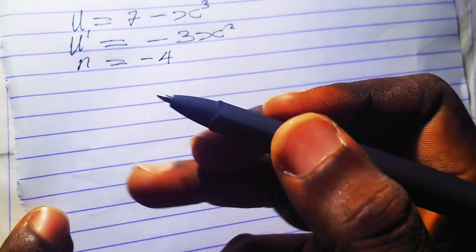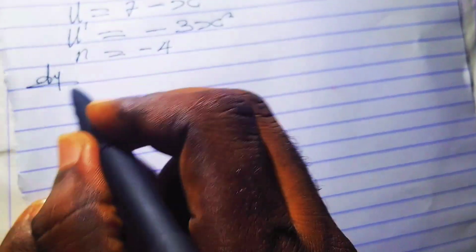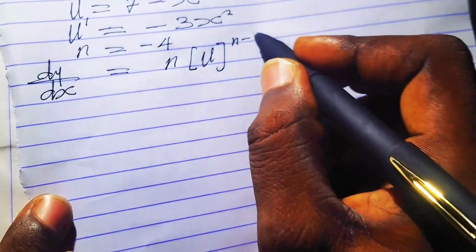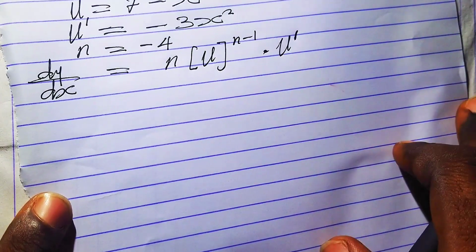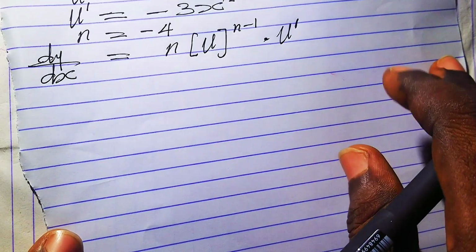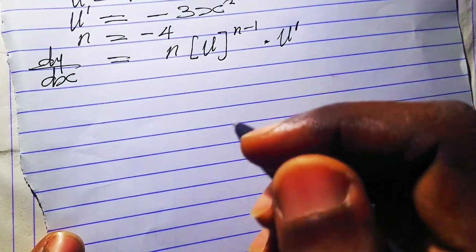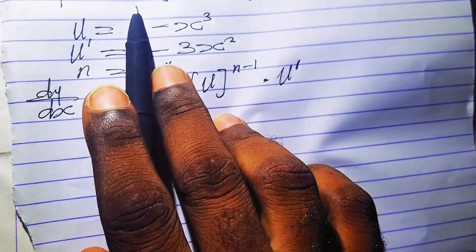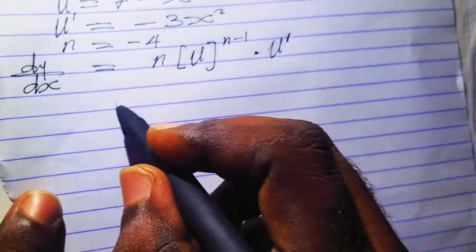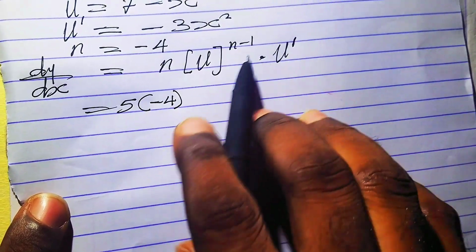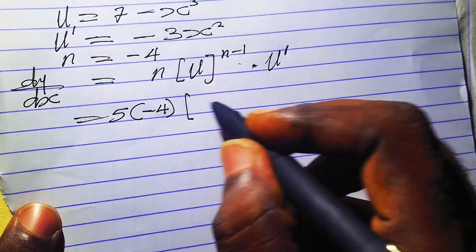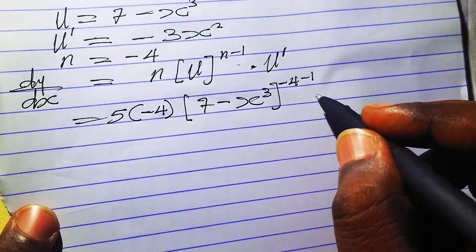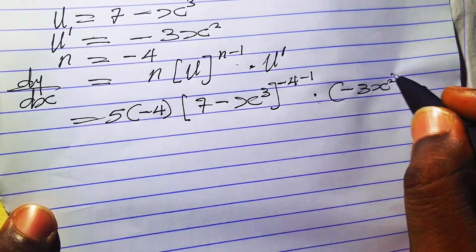Therefore, applying the concept of chain rule, which says that dy/dx is n in the bracket u raised to the power of n minus 1 multiplied by the differential value of u. So let's apply that here. The 5 is already there, so we have 5 in a bracket, times minus 4, that's n. n is minus 4, in a bracket (7 - x cubed) raised to the power of minus 4 minus 1, multiplied by minus 3x squared.